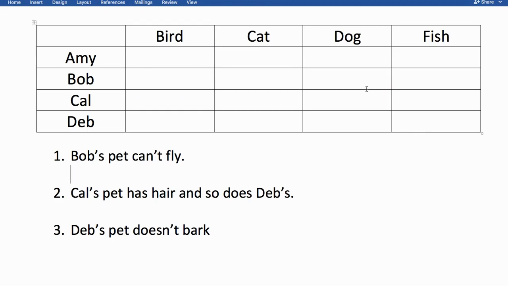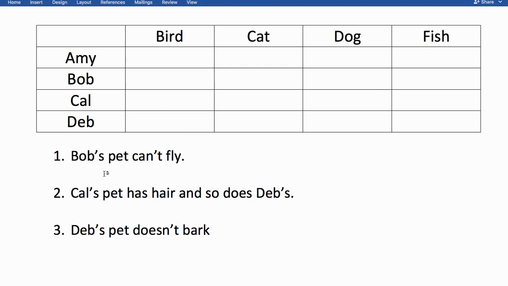And so in other words, you're not going to have 2 people that own the fish. It's not meant to trick you like that. It uses logic. So we're going to take these clues and we're going to try to either find which pet belongs to a person or eliminate which pet doesn't belong with a person, which may leave us with the pet that person has. So we have 3 clues here.